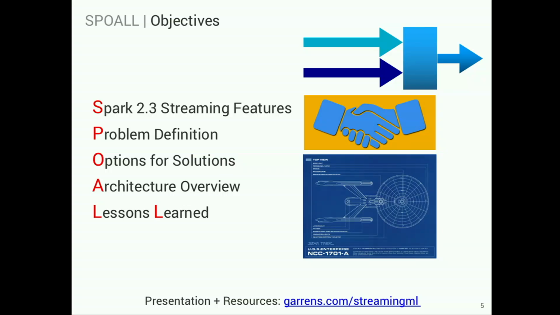So here are our objectives today. I like to come up with acronyms because I know that we don't have enough acronyms in our industry and in the world at large. So I came up with SPOAL because we're going to go over the Spark 2.3 streaming features. Then we're going to talk about the problem itself. It's for a client that I'm working with right now. The options for the solutions that we could come up with, the architecture overview, and the lessons learned from that.